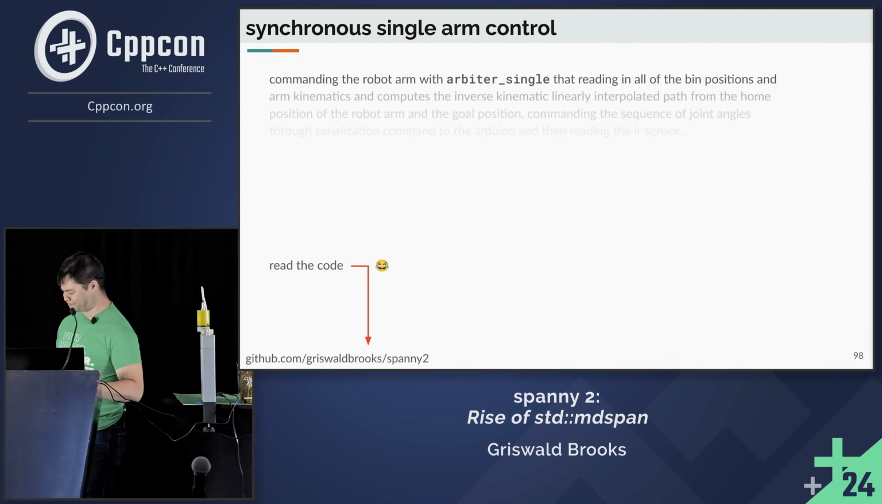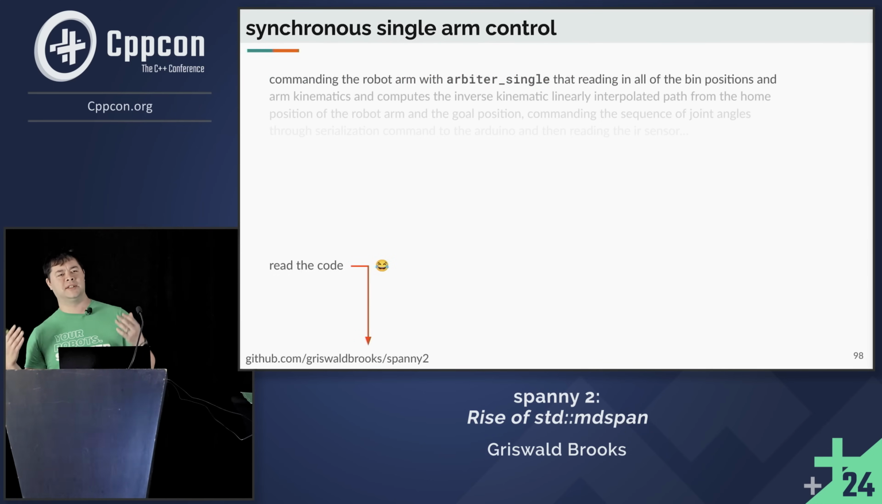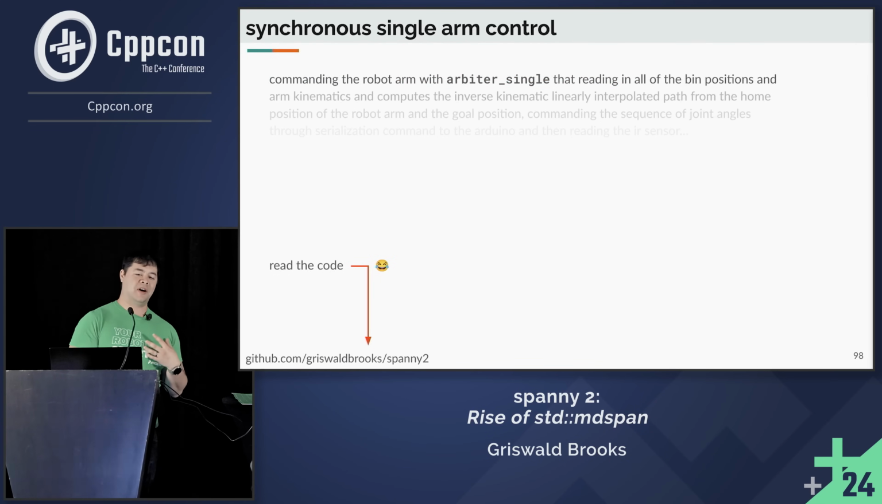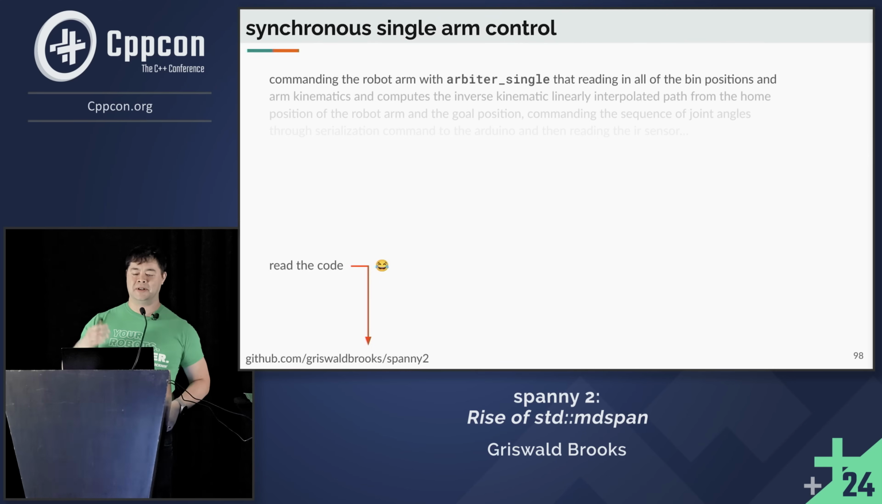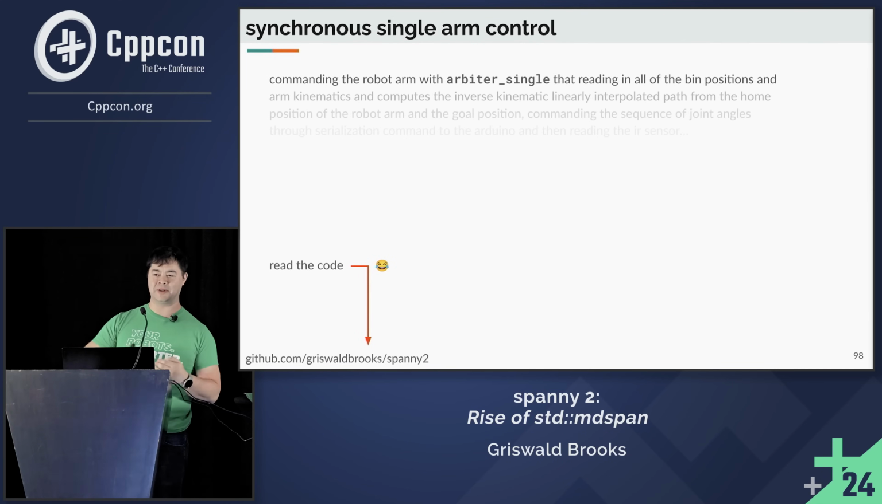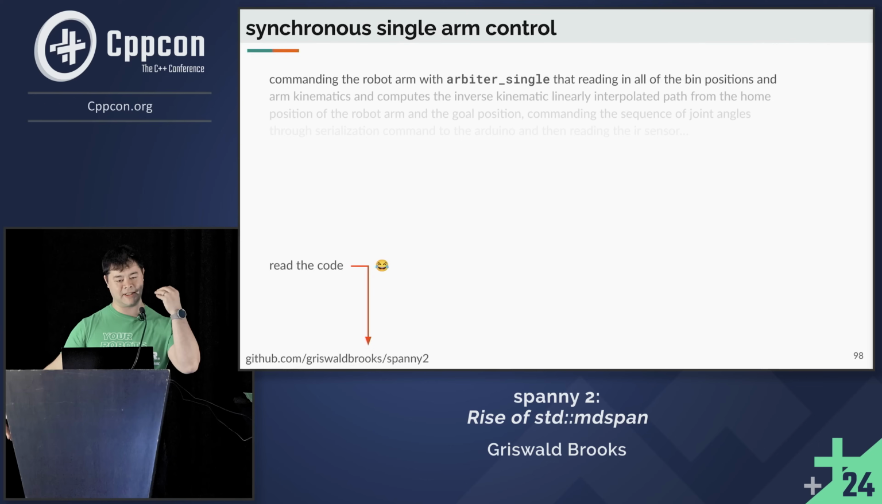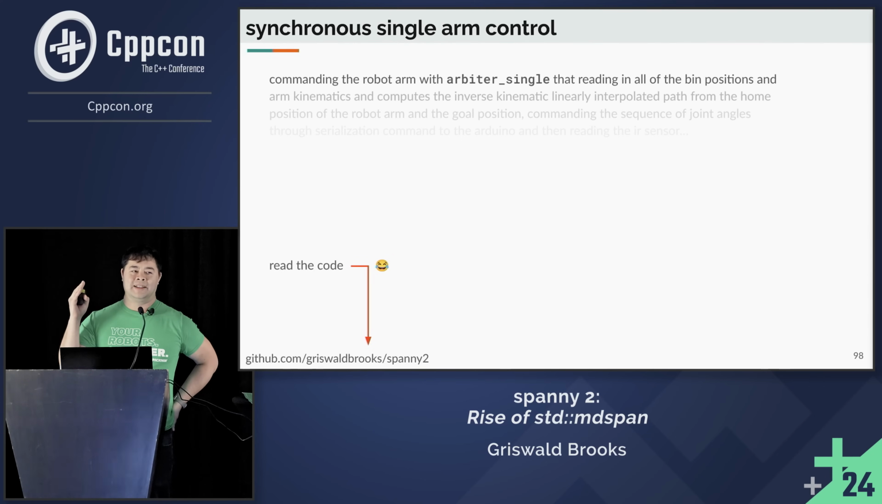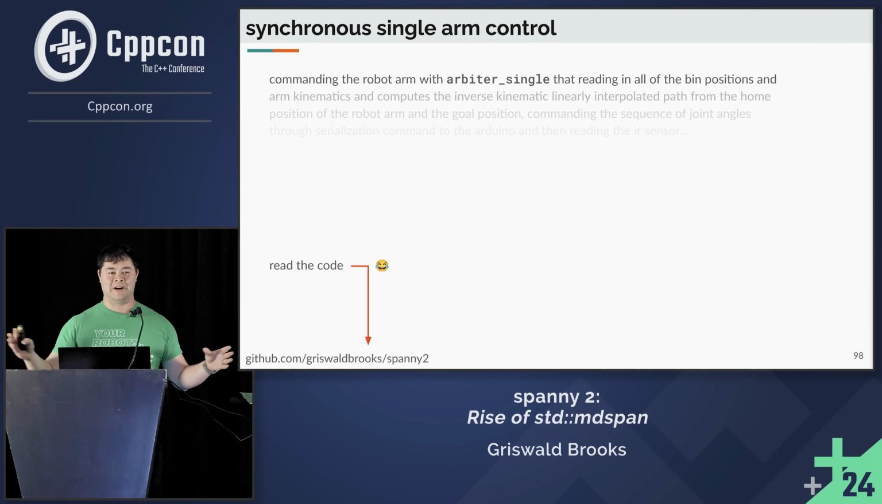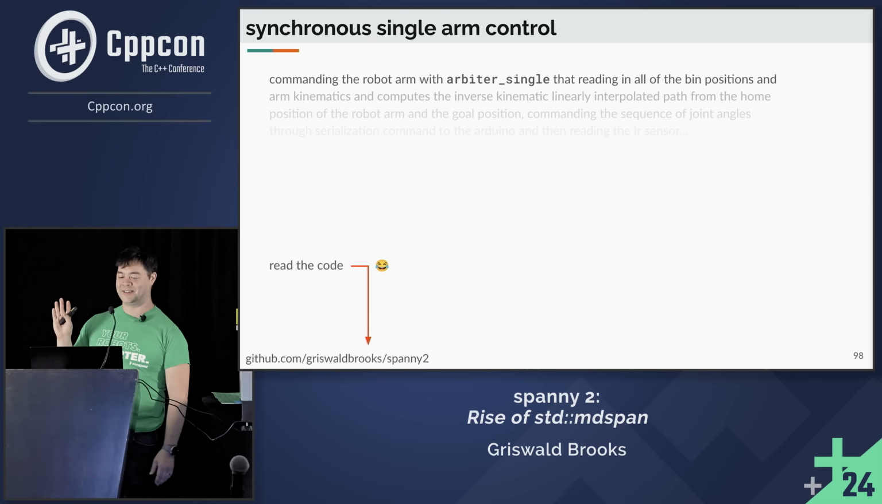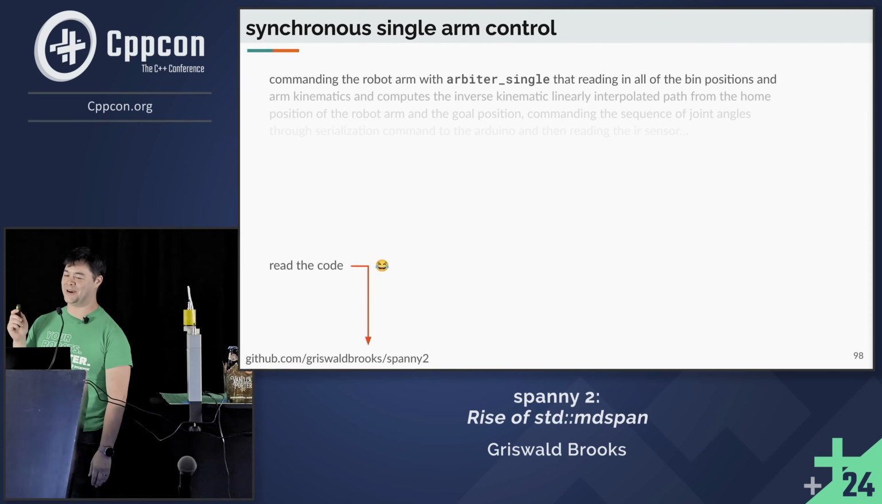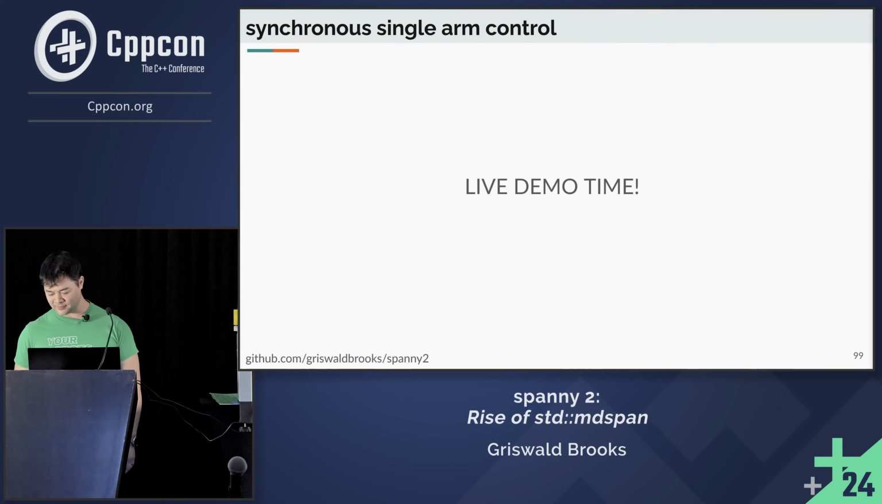of the bins. And of course, to give you an exhaustive discussion about how the robot arm is commanded with the arbiter to read in all the bin positions and then take the inverse kinematics of where the arm goes and interpolate the path from where the robot is to the position of the beer. Just read the code. It's really long. There's a lot of planning stuff in there. Just read the code. I'm sorry. Sorry to do that. Okay. Does it work?